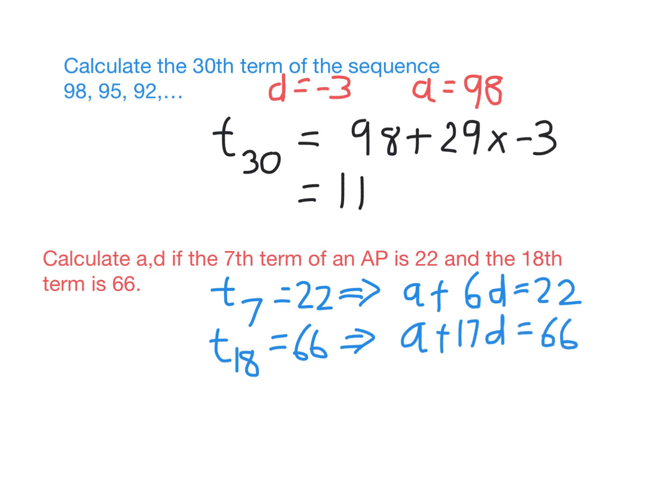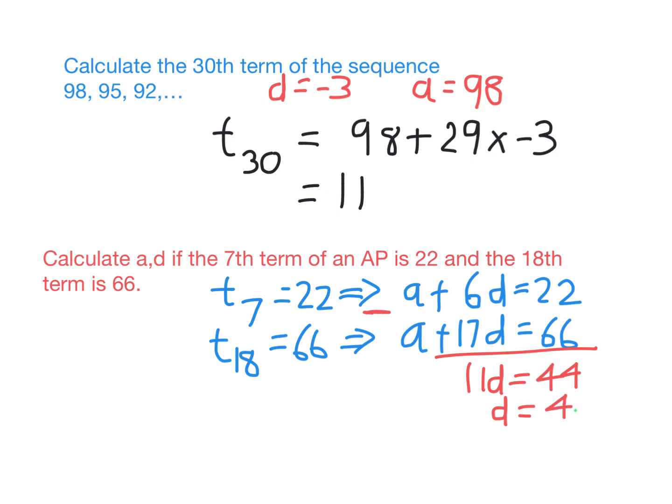So we have simultaneous equations here, two equations, two unknowns, very easy to solve. We're going to simply subtract the top equation from the bottom. A minus A is 0. That's why I subtract. I want to eliminate one of the variables. 17d minus 6d gives 11d, and 66 minus 22 is 44. So 11d is 44. That means d is equal to 4.